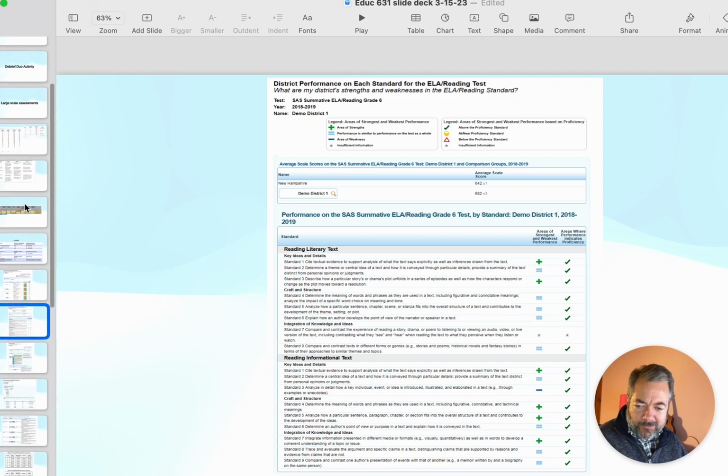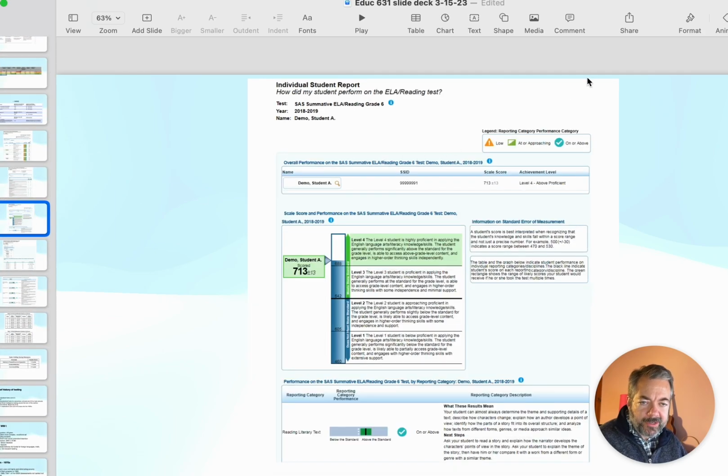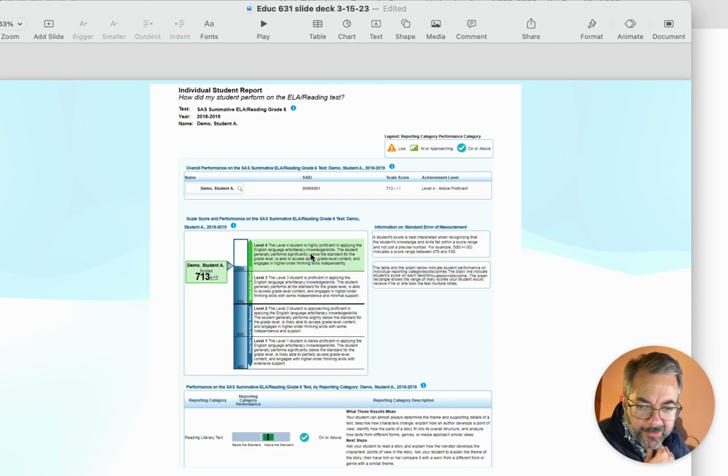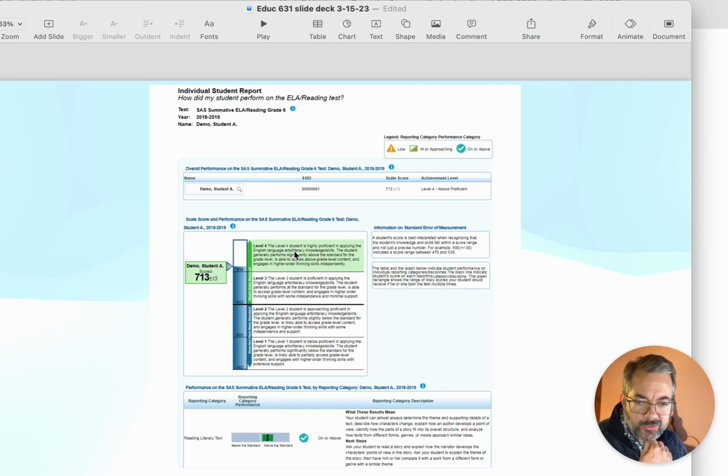Let's go through these here quickly. This one here, now this is an individual one. This is a particular student, and if you're a parent, you have received these before. There's generally 4 levels in the state assessment. It's been that way forever. Level 4, they give a description. The student is highly proficient in applying the English language arts and literacy standards and so on.